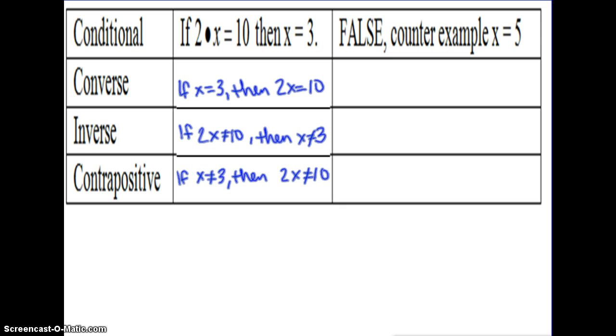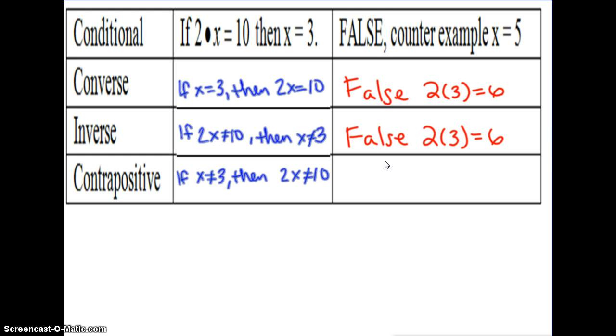Alright, now, here's a conditional statement that's also false. If 2 times x equals 10, then x equals 3. Well, that's false because x has to be 5. So looking at the converse, if x equals 3, then 2x equals 10. Well, that has to be false because 2 times 3 is actually 6. The same reasoning goes for inverse. And then taking a look at our contrapositive, if x is not 3, then 2x is not equal to 10. Well, okay, let's pick an x. X is 5. It's not 3, but 2x is equal to 10. Okay, so that is a false statement.